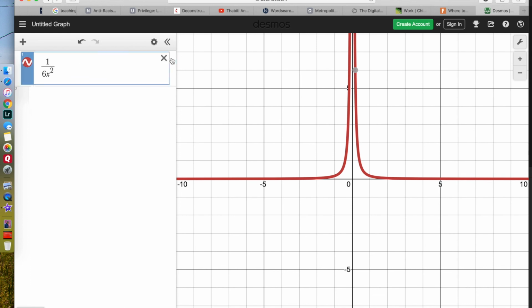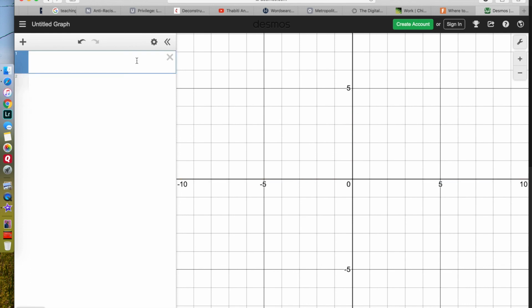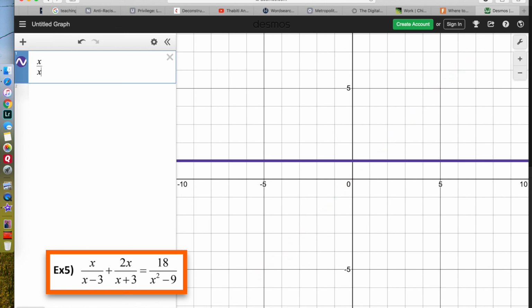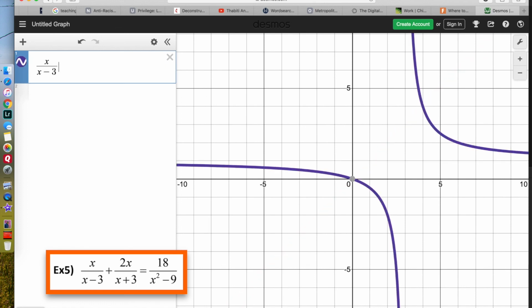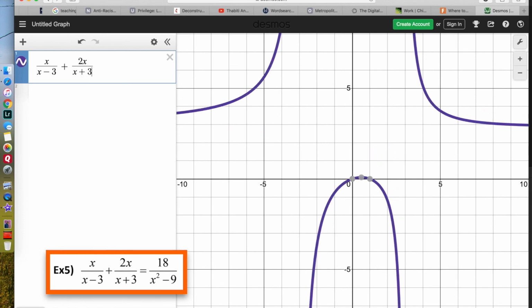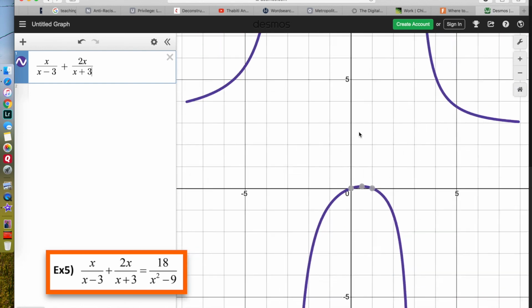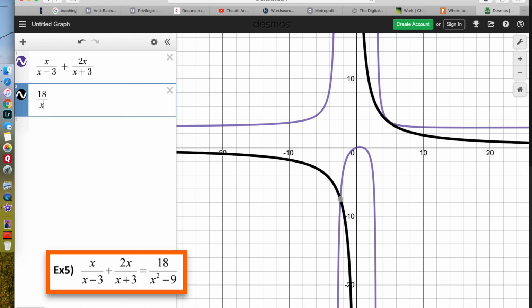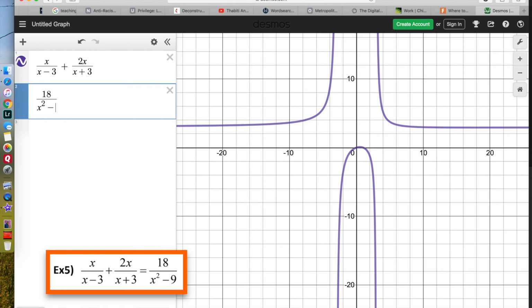Let's do the same exact thing for example 5. I'm going to type the left side of the equation first. So x over x minus 3 plus 2x over x plus 3. So that's the left side of the equation. And then on the right side of the equation, I've got 18 over x squared minus 9.